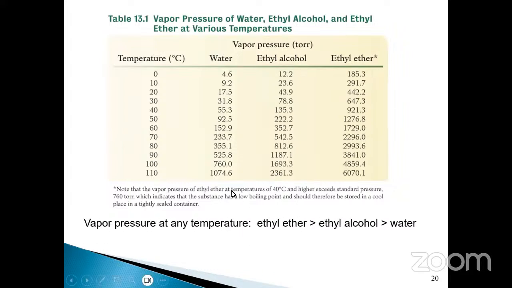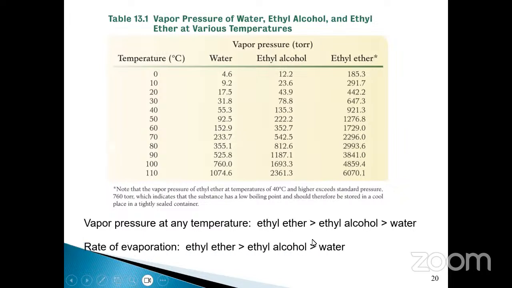So what you'll notice when you compare these three substances, doesn't matter what the temperature is, is that the vapor pressure increases, or I should say decreases, according to what you see here. Of the three substances, ethyl ether, ethyl alcohol, and water, ethyl ether has the highest vapor pressure, followed by ethyl alcohol, and then followed by water. And there are reasons for that, which we may get into later on, based on the molecular structure of these substances, all right?